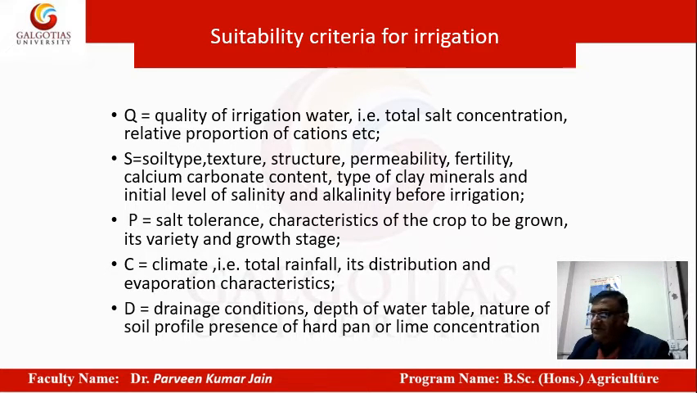P is the salt tolerance characteristics of the crop to be grown, and its variety and growth stages. C reflects the climate: the total rainfall, its distribution, and evaporation characteristics. And D is the drainage conditions: depth of water table, nature of soil profile, presence of hard pan, underlying concentration, and all.